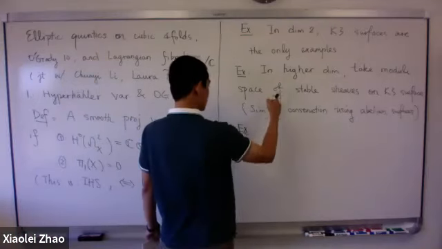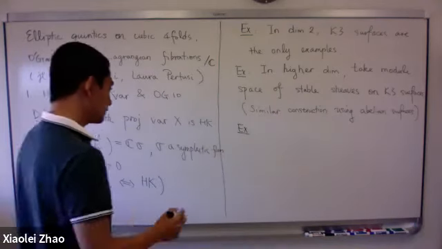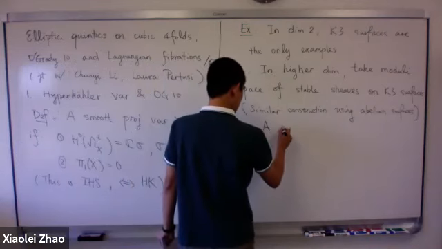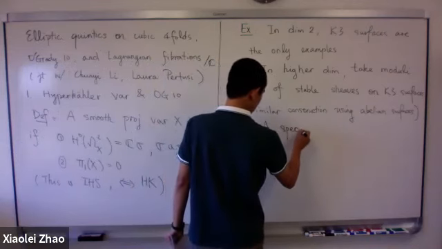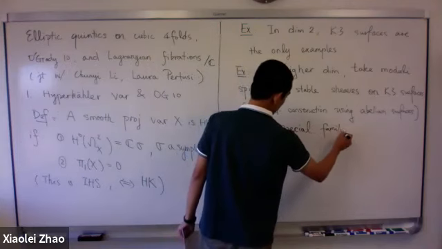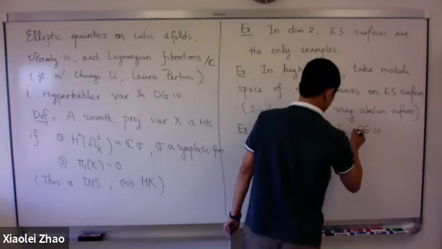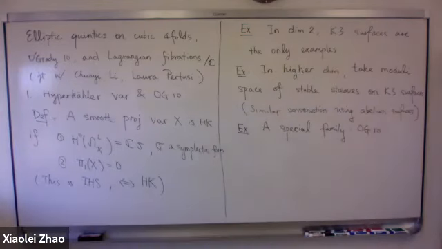So besides these two types of examples, there are actually two more special families. This is a special family, which was first constructed by O'Grady, usually known as O'Grady's examples. Okay, so let me actually explain the construction.